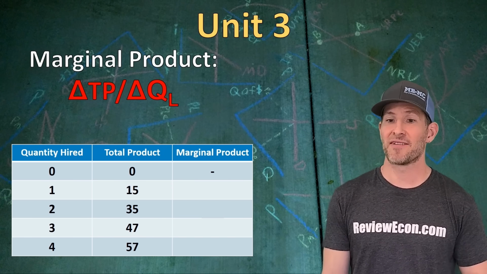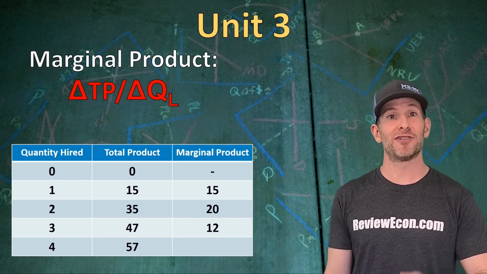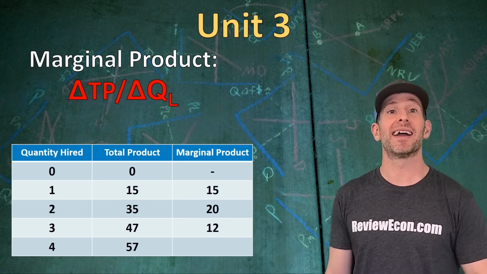Well, for that first worker, we've got a marginal product of 15, because we go from 0 total product up to 15 total product. That's a change of 15. Then we go up to 20 marginal product because we have a change of 20 units. Then our next two are 12 and 10. If you got that right, you're on the right track.